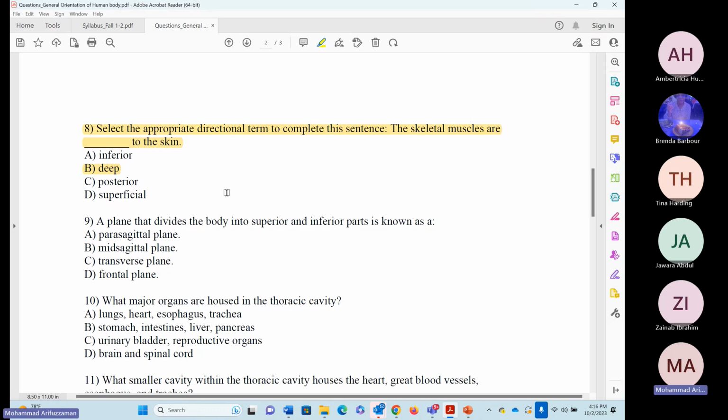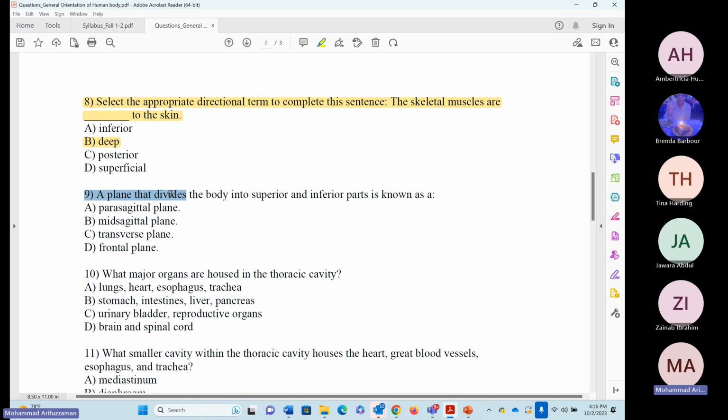Now, when you find this type of question, or when you solve questions before you take this test, just think of all the probable questions. So the question is skeletal muscles are deep to the skin. We can also think skin is superficial to the skeletal muscles.